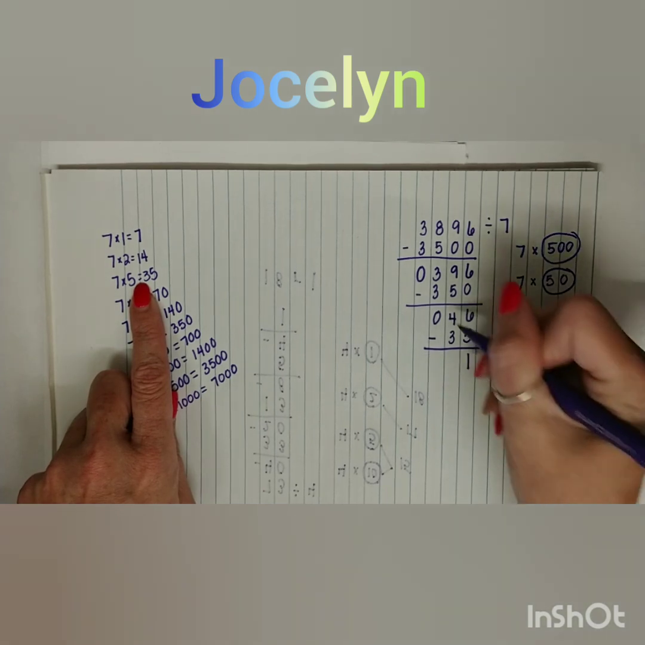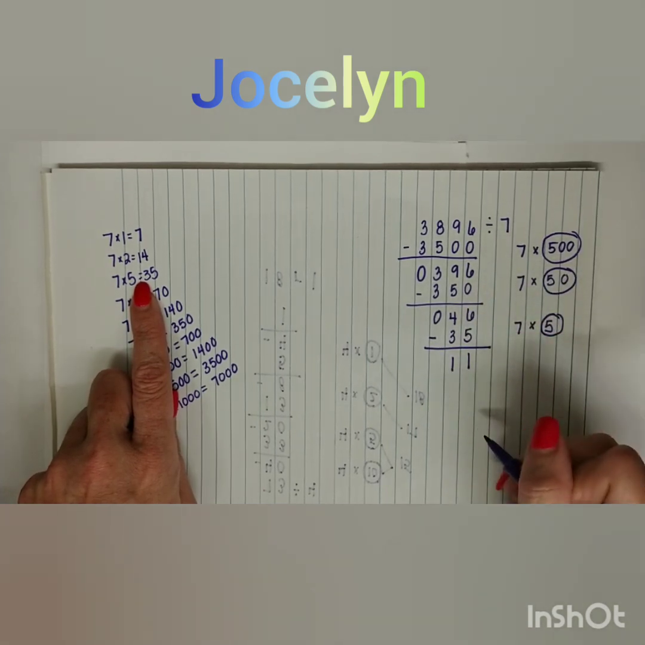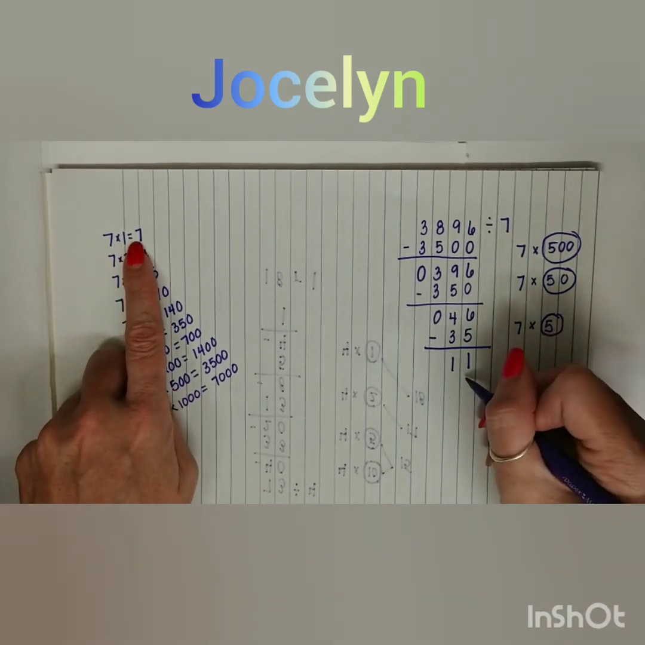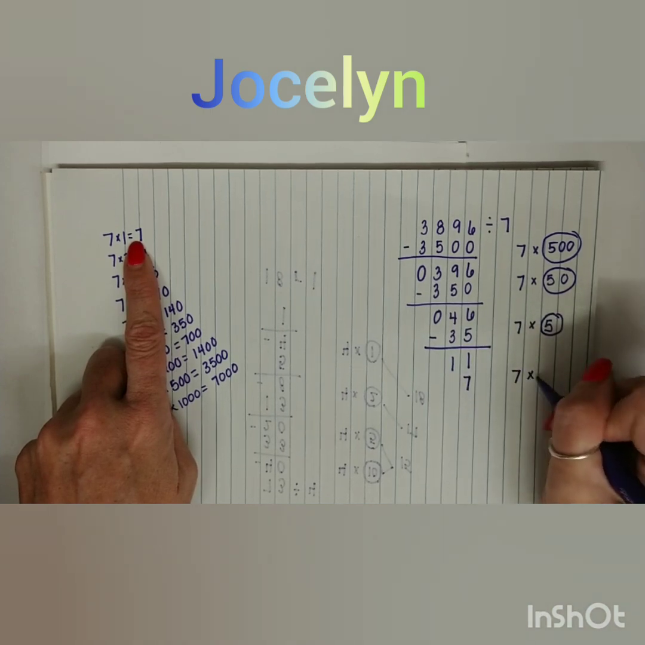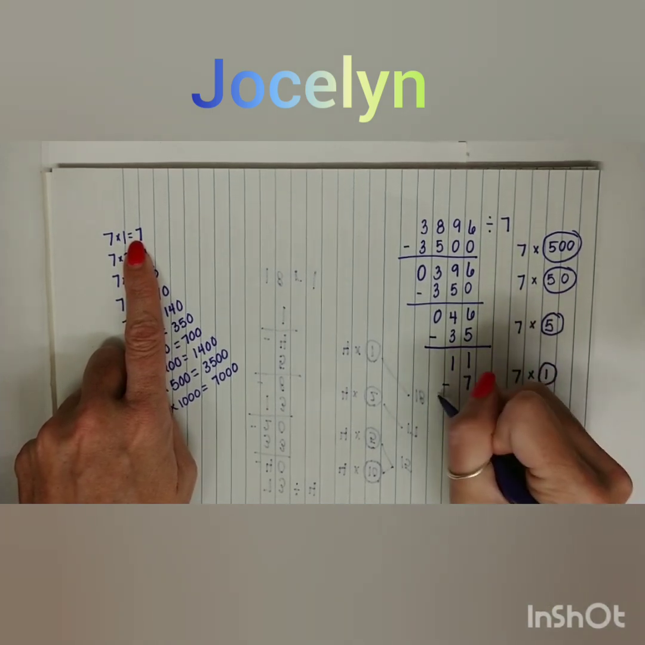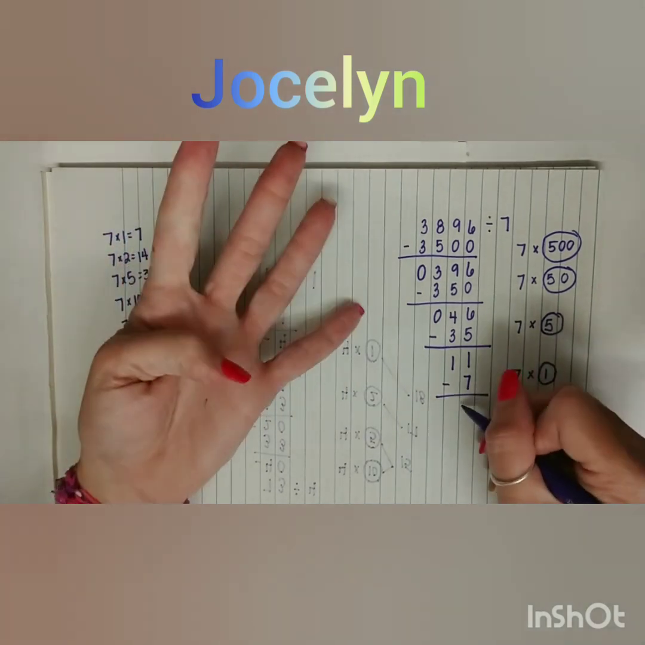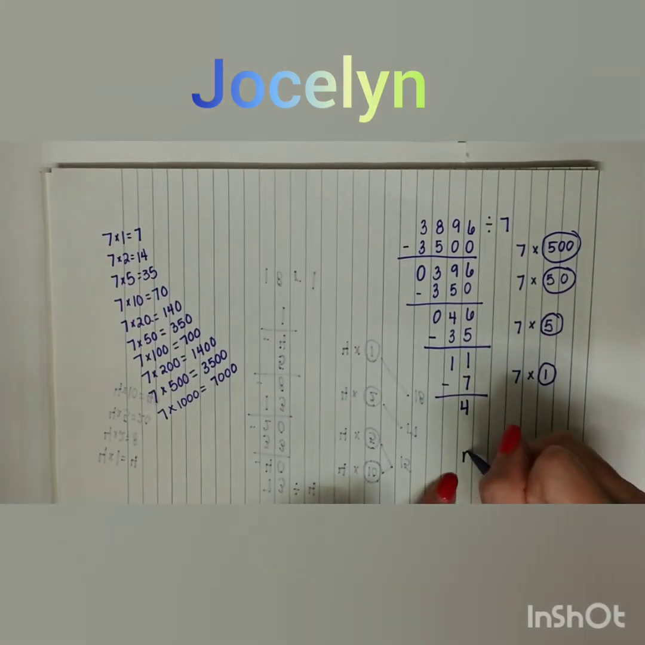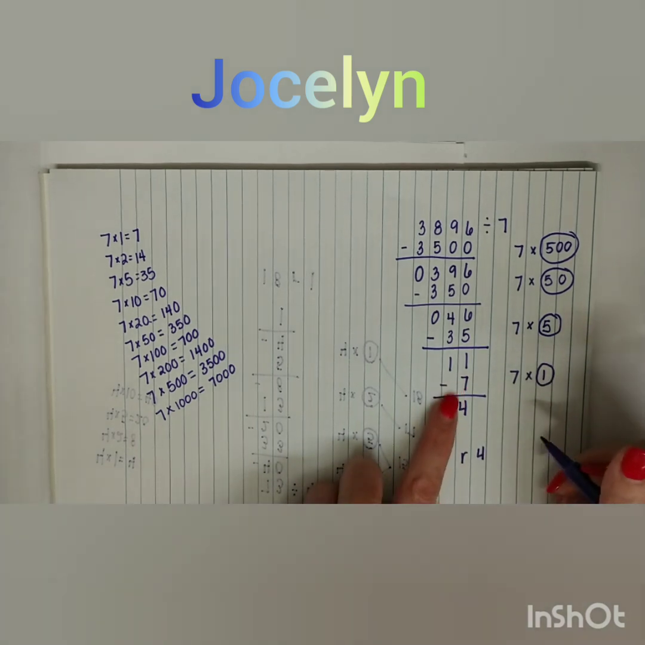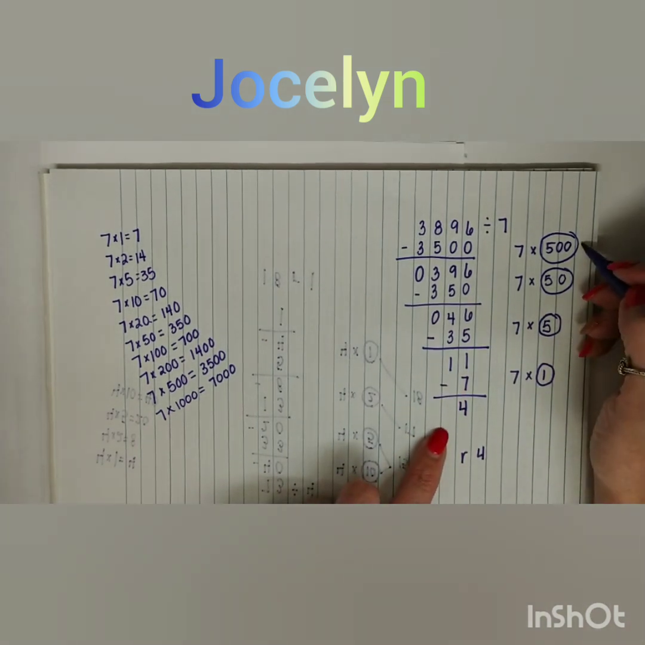6 minus 5 is 1. 4 minus 3 is 1. That leaves me with 11. Pull out 7, which is 7 times 1. 11 minus 7, 8, 9, 10, 11. That's 4. So my remainder is 4 because it's less than 7. And then I just add all these together to figure out my quotient.